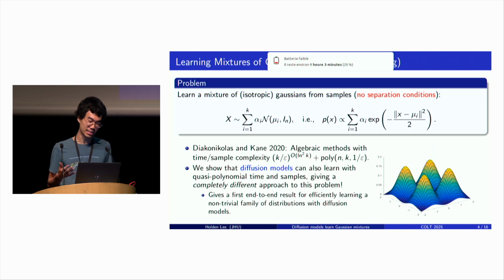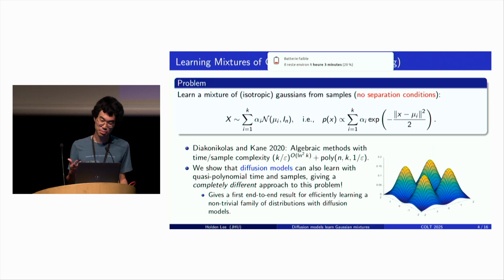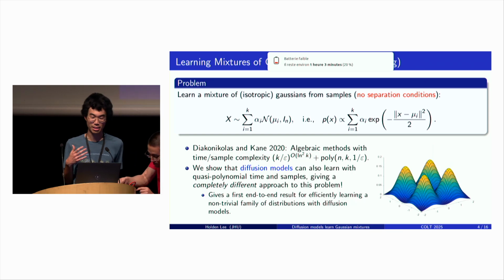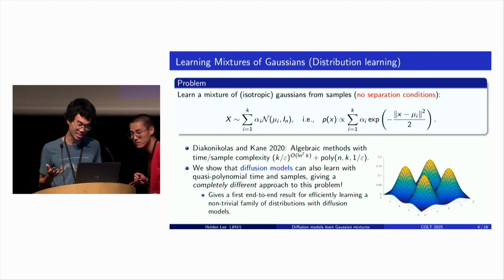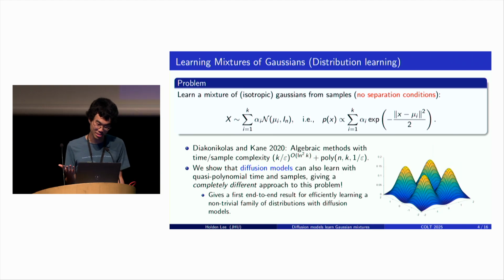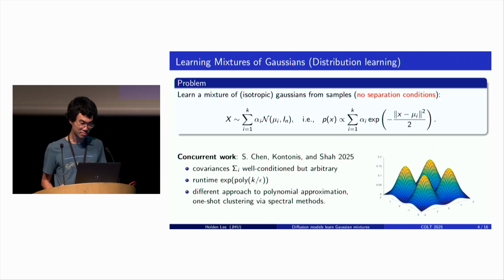Remarkable work by Diakonikolas and Kane showed that you can use algebraic methods to get quasi-polynomial time and sample complexity. And we showed that diffusion models can also learn with quasi-polynomial time and samples, giving a completely different approach to this problem. And this is a first end-to-end result for learning a non-trivial family of distributions with diffusion models.